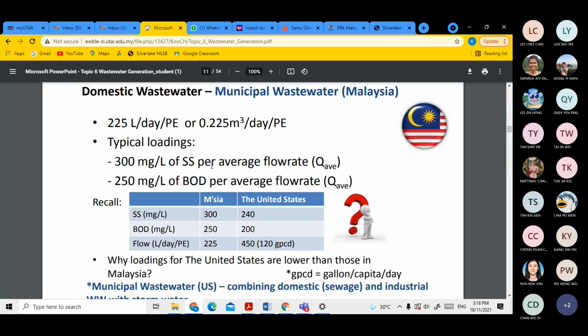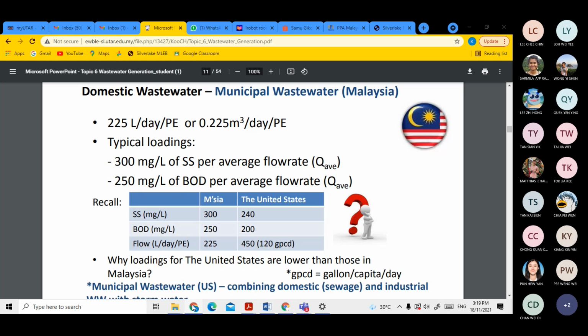Right, so different country, different value. For Malaysia, the flow means that each population equivalent will produce 225 liters of wastewater per day, or in terms of cubic meters, either 225 liters or 0.225 cubic meters. That's a fixed, typical value for Malaysia.